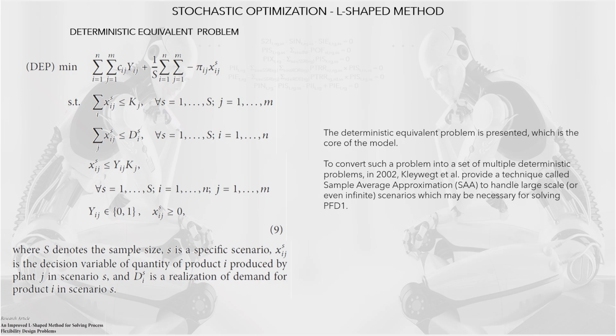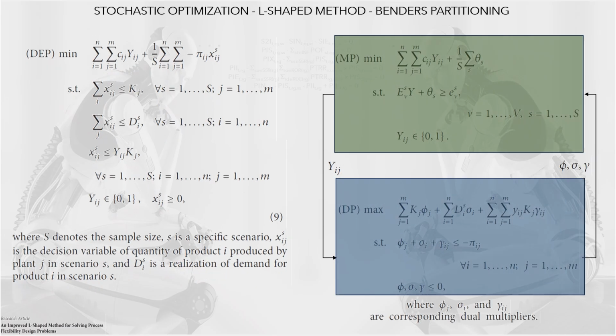To convert such a problem into a set of multiple deterministic problems, in 2002, Linderoth et al. provide a technique called sample average approximation to handle large-scale, or even infinite, scenarios which may be necessary for solving PFD1. The DEP problem is solved by a Benders partition scheme and must be decomposed into a master problem, MP, and a dual subproblem, DP. The multi-cut version of the L-shaped method consists of the following main steps.